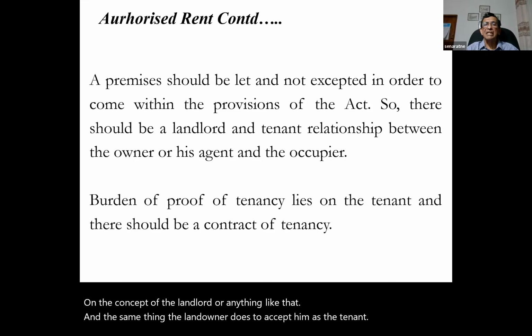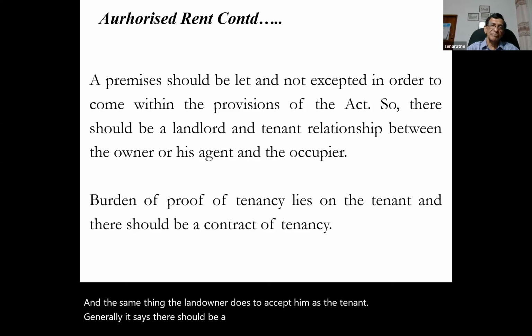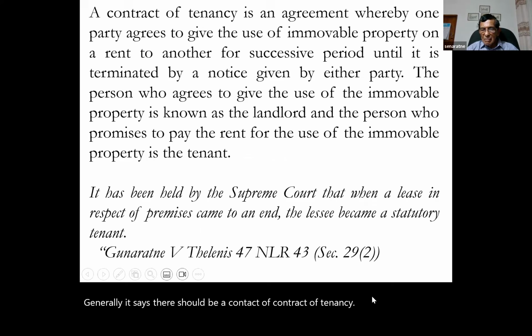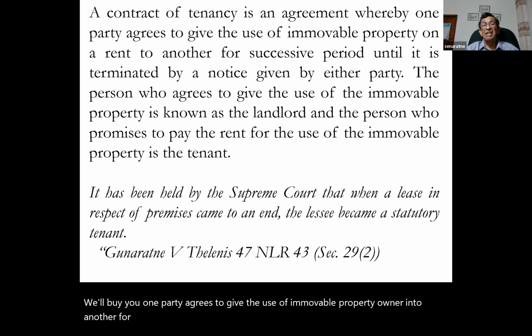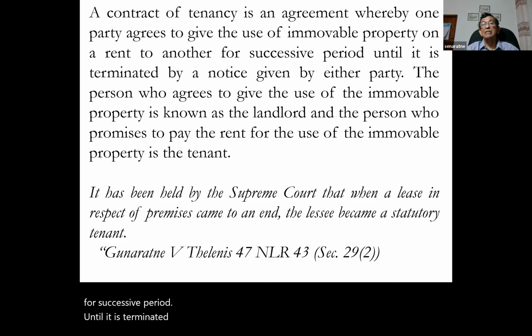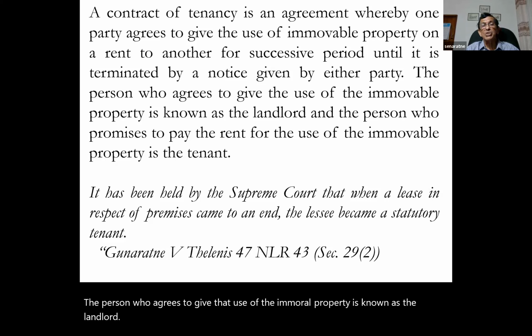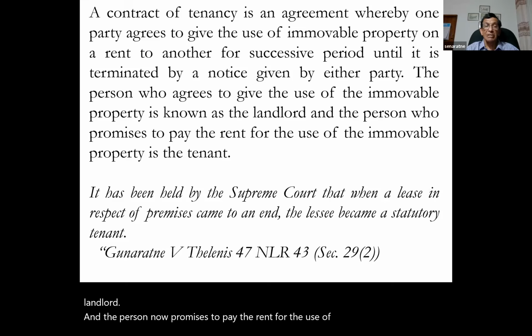Generally, it says there should be a contract of tenancy. A contract of tenancy is an agreement whereby one party agrees to give the use of immovable property on a rent to another for successive periods until it is terminated by the notice given by either party. The person who agrees to give the use of the immovable property is known as the landlord, and the person who promises to pay the rent for the use of the immovable property is the tenant.